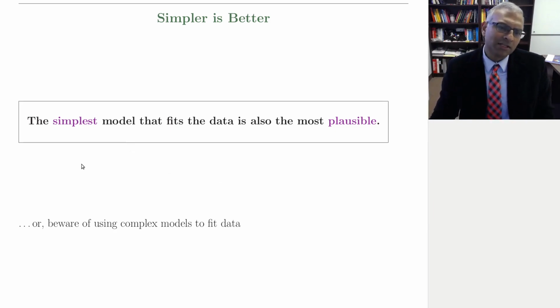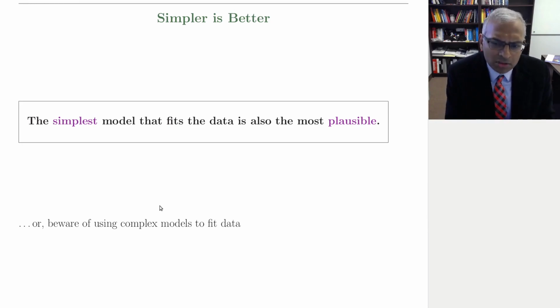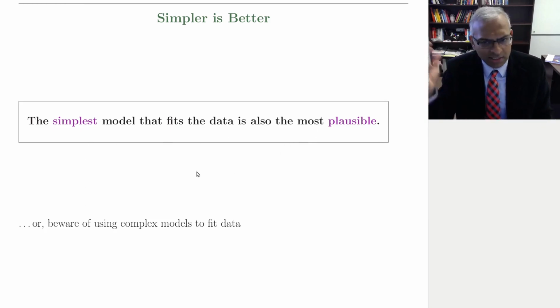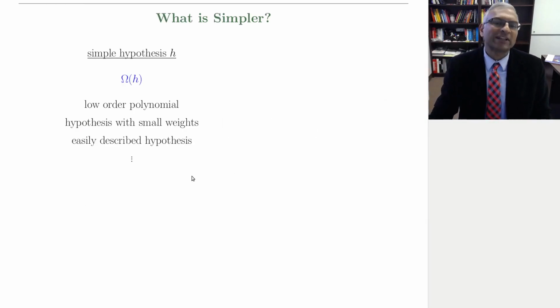Okay, now let's nail down the simplest model, what does that mean? And let's nail down the most plausible, what does that mean? If we were to operationalize this principle, basically what we're saying is beware of complex models that fit the data. Okay, so now let's nail down simplest and plausible, and then let's look at a couple of examples. So what does simpler mean?